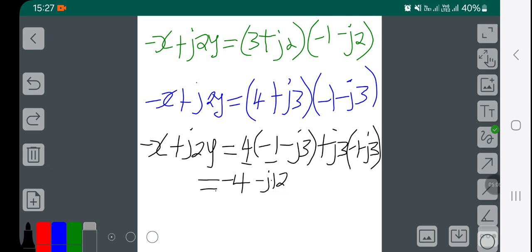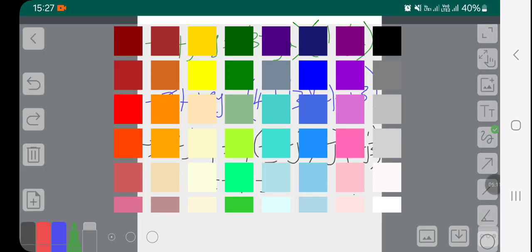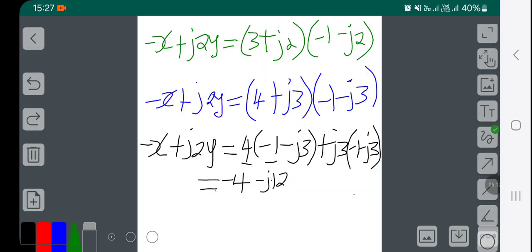Yeah, as you can see, the next one, let's go to the other bracket. The other bracket is having what? There is a j3 multiplied by minus 1. What you get? You get negative j3.